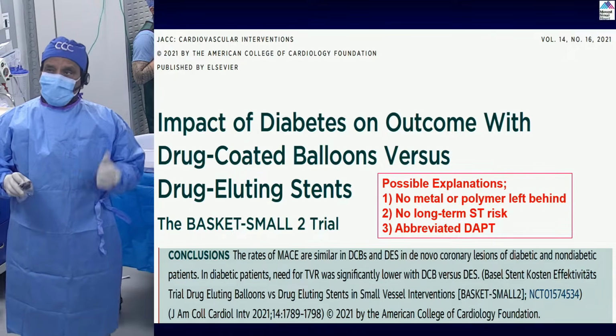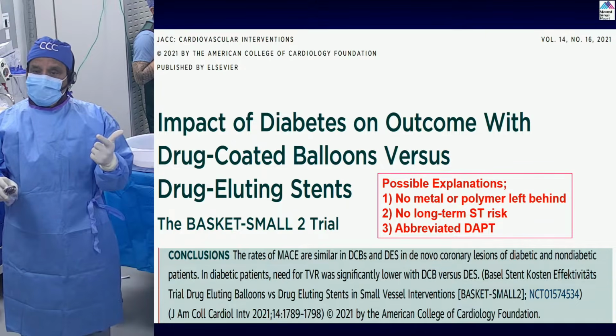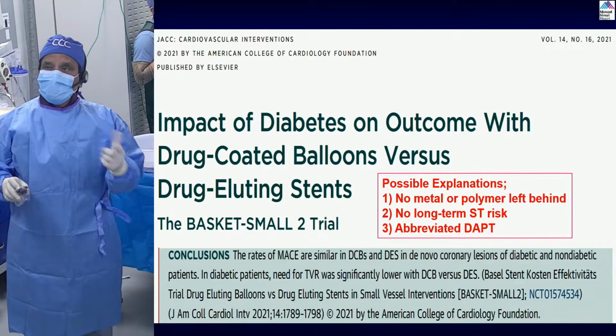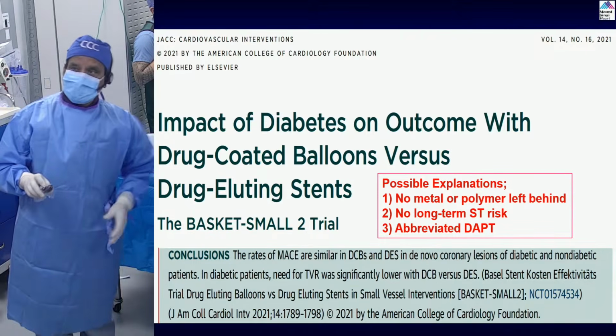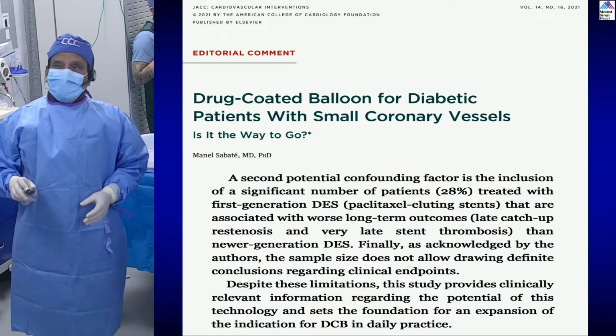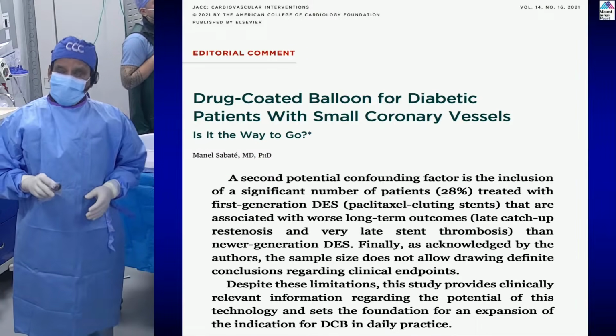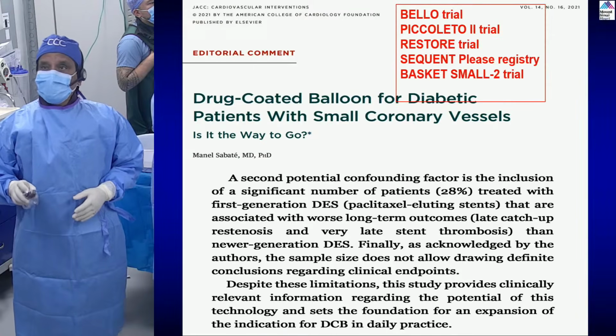Possible explanations: no metal or polymer left behind, no long-term stent thrombosis risk, and abbreviated DAPT duration. Probably all contributed to a better outcome with the drug-coated balloon versus DES. There is a nice editorial saying that this is the way to go for a diabetic and a small vessel. Unfortunately, in America, at least, we don't have a drug-coated balloon.